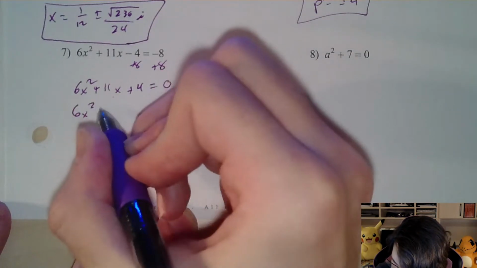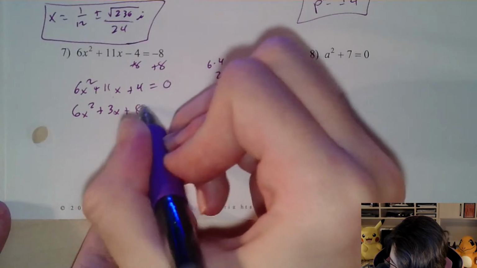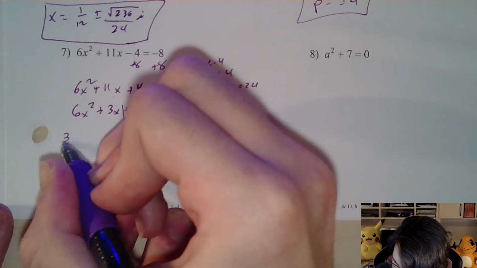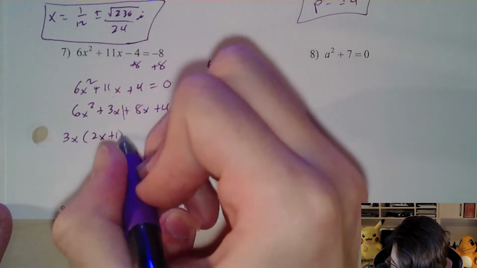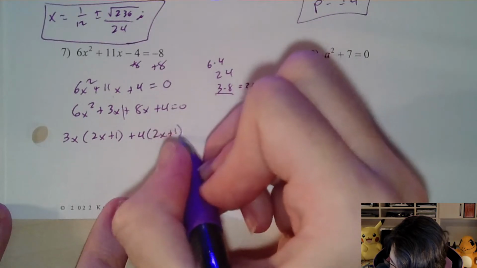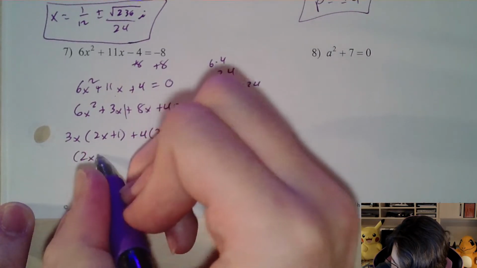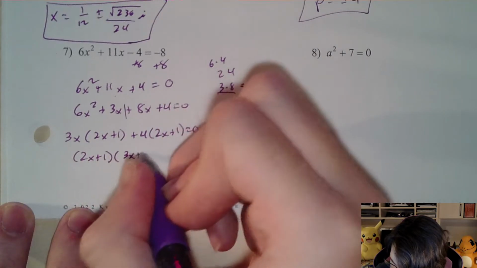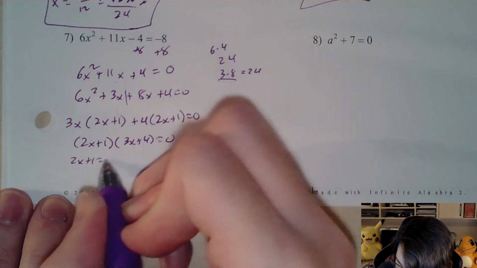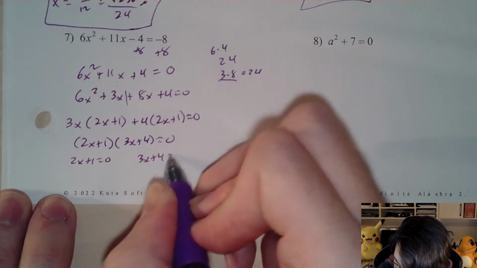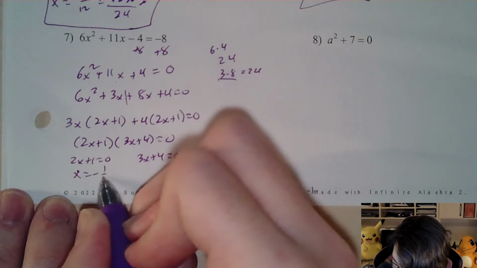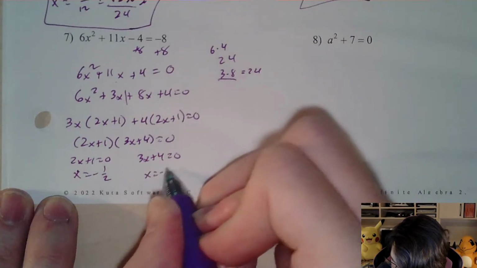So I can rewrite this, dividing down the center, factoring out 3x, factoring out 4, and 2x plus 1 is factored out. You get 3x plus 4 taken out is equal to 0, and therefore we have 2x plus 1 equals 0 and 3x plus 4 equals 0. Subtract 1, divided by 2, negative a half. Subtract 4, divided by 3, negative four thirds.